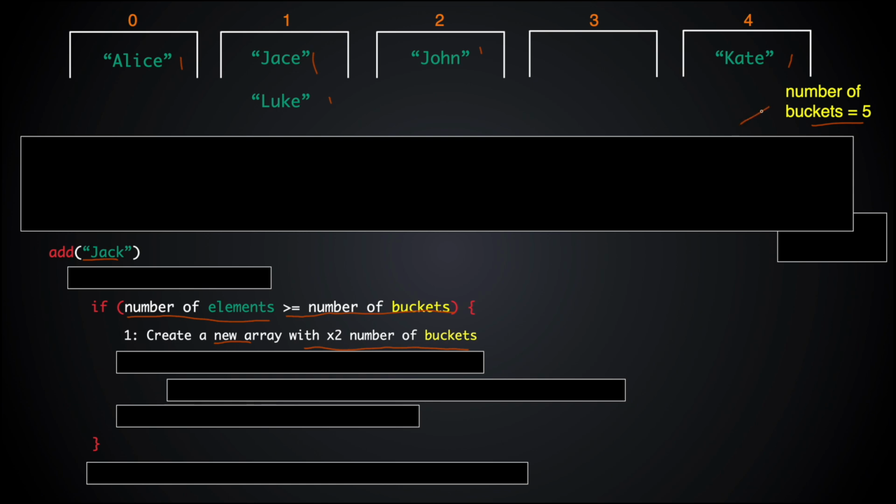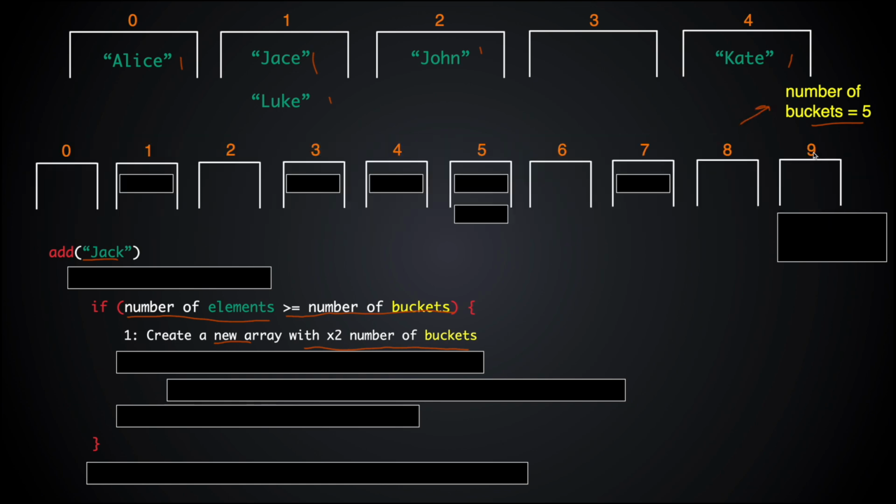So in our case, we used to have 5 buckets, and we create a new empty array with a number of buckets equal to 10. Then we go through every element inside our original array, meaning through every element in our hash set, and we call the add operation, and we add it into our new empty array. But keep in mind that the bucket indexes for the same elements can now be different. Let's take a look at an example.